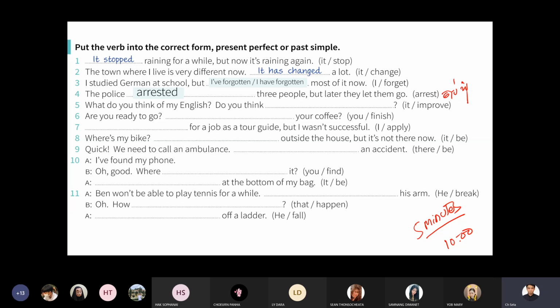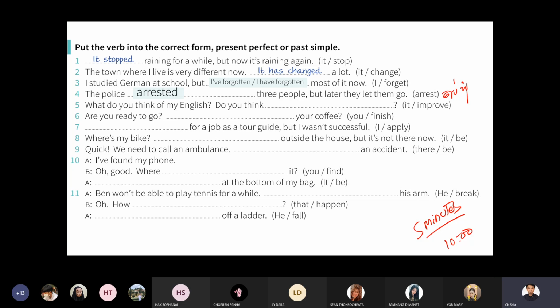One more minute. All right, ladies and gentlemen, now time is up. Let's go and do the exercise together. Number 5. We'll start off with Bopa. Bopa, number 5, please.